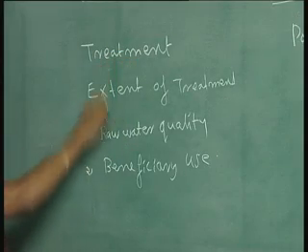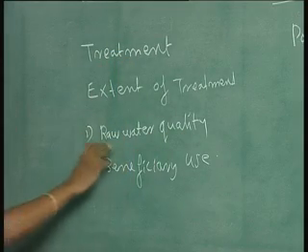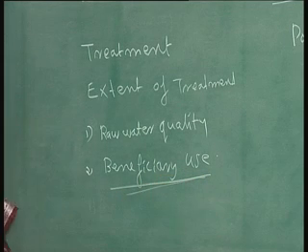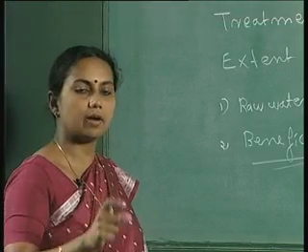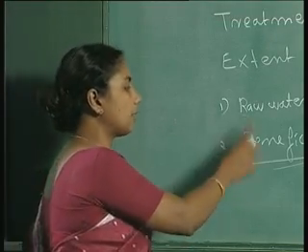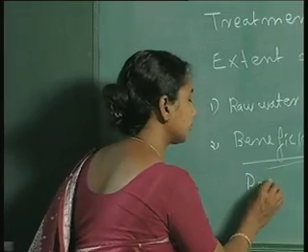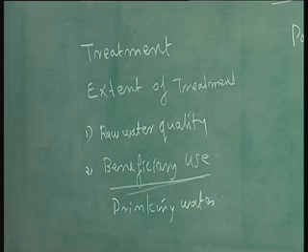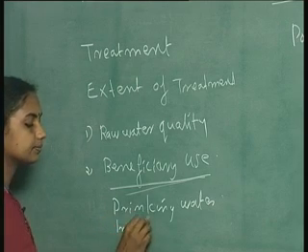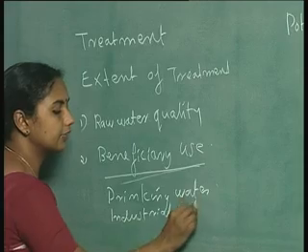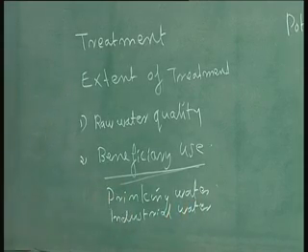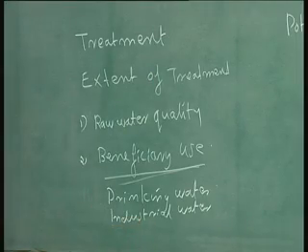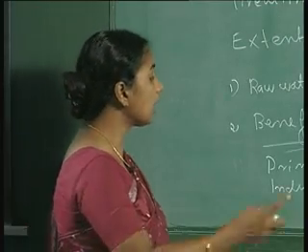So whenever we talk about treatment, these 2 parameters are very, very important, the raw water quality and the beneficiary use, because the water quality parameter is not a fixed parameter. It varies from one use to another use. For example, for drinking water, we have a particular water quality criteria. When it comes to industrial water, it is very different, because for drinking water the most important parameter is bacteriological safety. But for industrial water, depending upon the process, the parameter will vary.